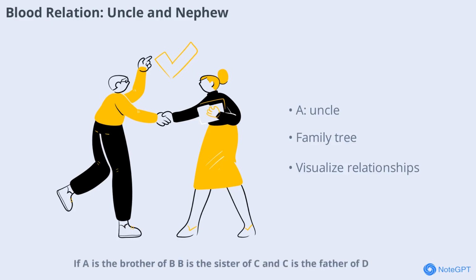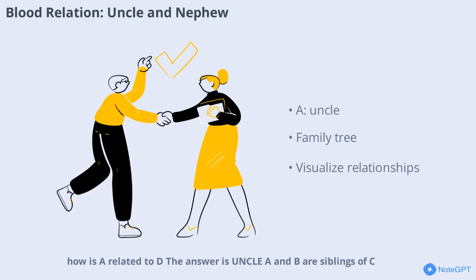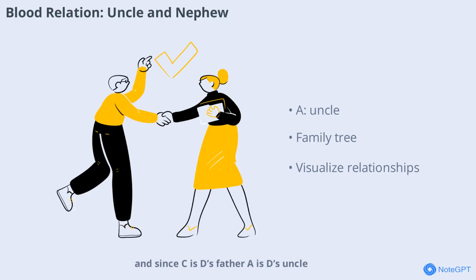If A is the brother of B, B is the sister of C, and C is the father of D, how is A related to D? The answer is uncle. A and B are siblings of C, and since C is D's father, A is D's uncle. Drawing a simple family tree can help visualize these relationships.